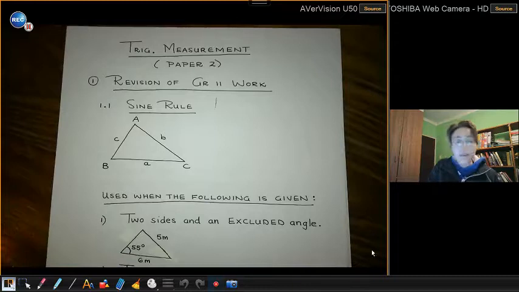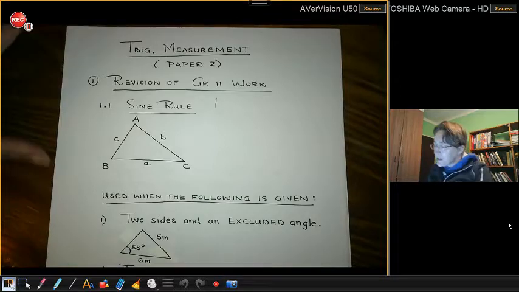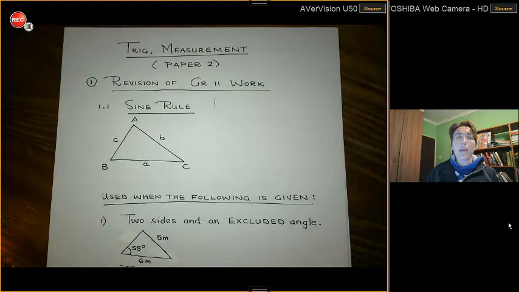Welcome to this new section of trigonometric measurement, and this is specifically paper 2 work. We are now moving away from the paper 1 work that we did in differential calculus and going back to paper 2, specifically trigonometry, but looking at measurement of triangles and also in this case 3D measurement, which is the next section we're going to get to.